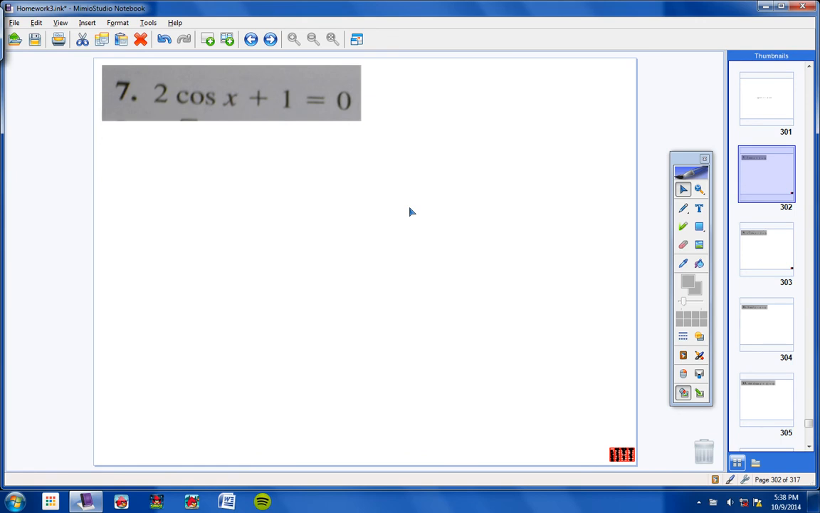Notice on numbers 7 through 15 there's no domain given like 0 to 2 pi. So on these problems we do have to be sure to add 2n pi to all of these. Okay? And here we go.